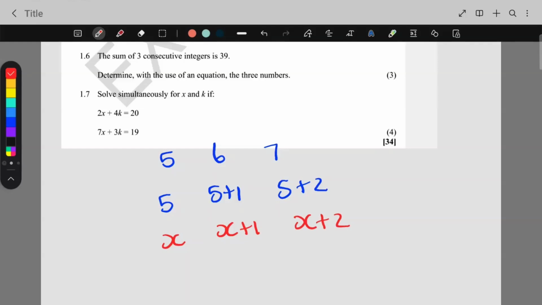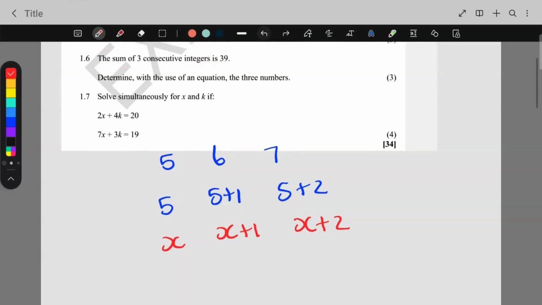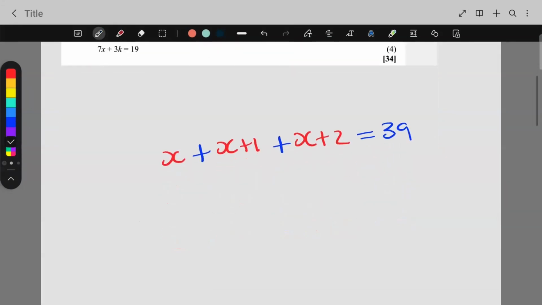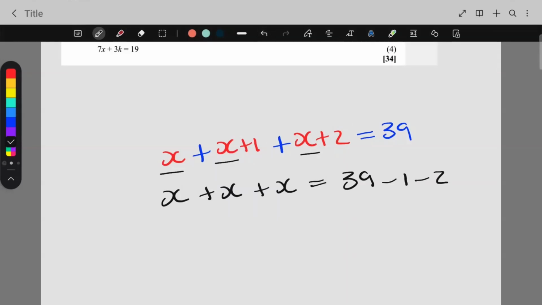And the question says the sum of 3 consecutive integers. So it means if I add all these numbers, so this plus this plus this, the sum of them is equal to 39. Determine the numbers, okay? So I just use 5 to make up my sum. This is my actual sum, eh? Now we're going to solve for x. So x is on the one side, so I have an x, another x, and another x. 1, 2, 3. And then on the other side, I have a minus 1, and this is a minus 2. So I get this to be 3x, and this is 36.